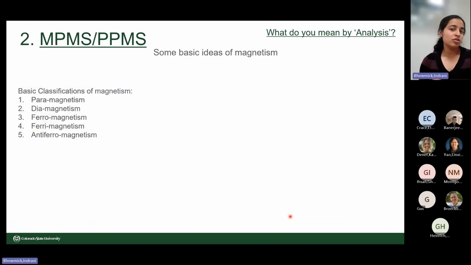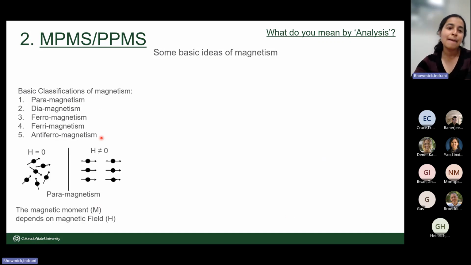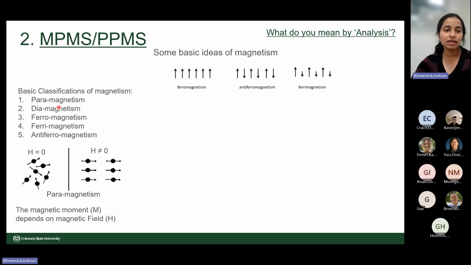So, very basic. We may have a magnetism background, like what paramagnets and diamagnets are from a long time ago, but I will just go briefly over it a little bit. The basic classification of magnetism. At the end, we are getting magnetic moment as an output of the data for MPMS or PPMS. In that case, what we want to see is how the response should look. The basic classification of magnets: paramagnets, diamagnets, ferromagnets, antiferromagnets, and ferrimagnets.